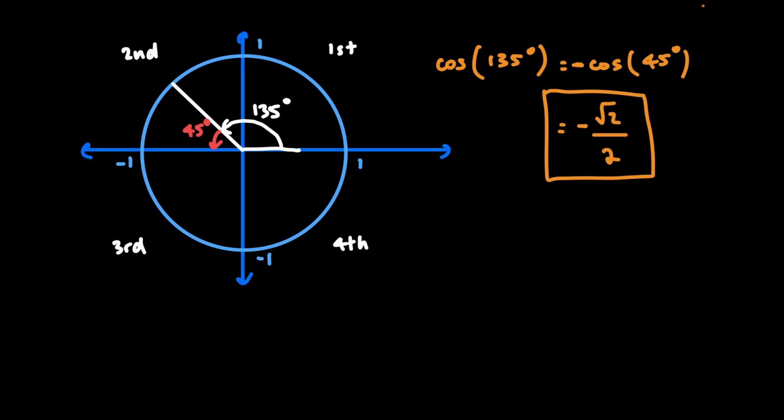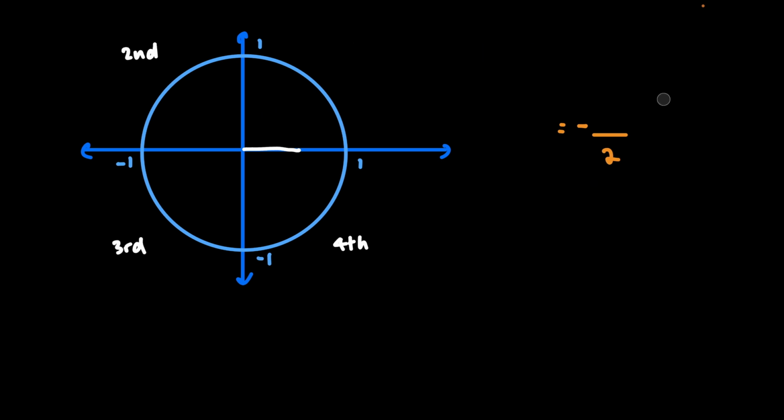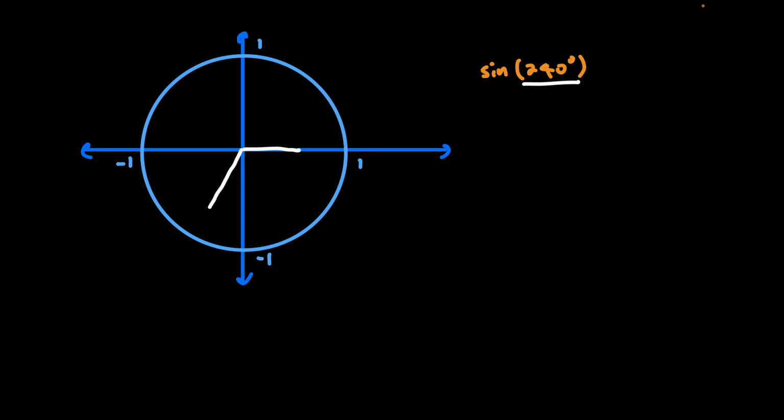Let's look at another example. The next question we're going to be looking at is the sine of 240 degrees. So the first thing we do is draw a line that is in our corresponding quadrant. And the line that's in this corresponding quadrant would be the third quadrant. It would be over here. This here is 240 degrees.